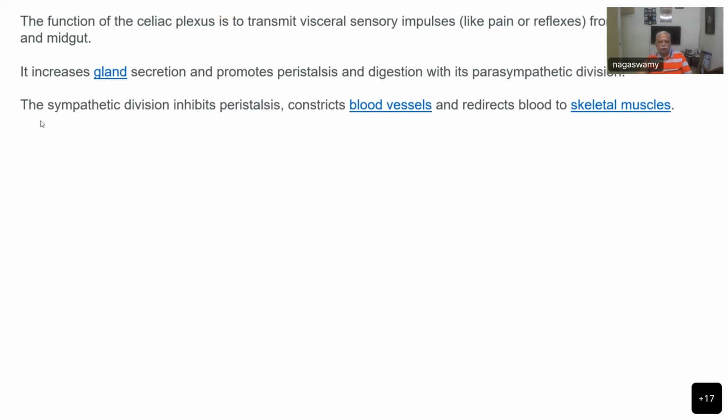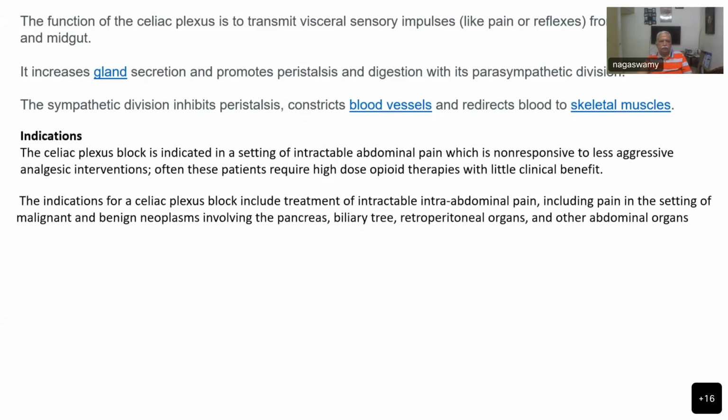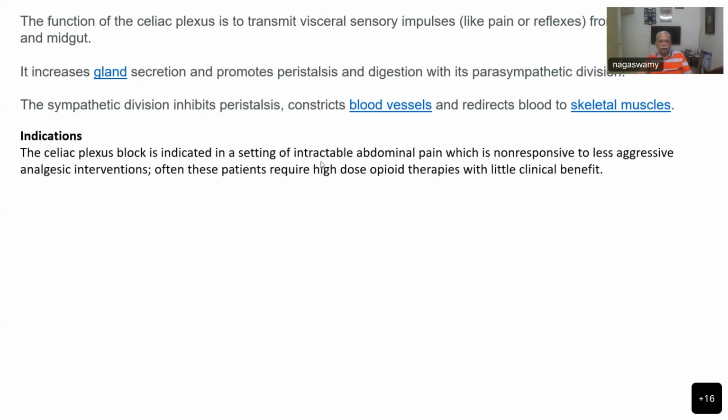So that is done by the sympathetic division, which is actually constricting the blood vessels and transferring the blood, which is quite a huge quantity, to the other organs. And the indication for celiac plexus block is intractable abdominal pain which is non-responsive to less aggressive analgesic intervention.